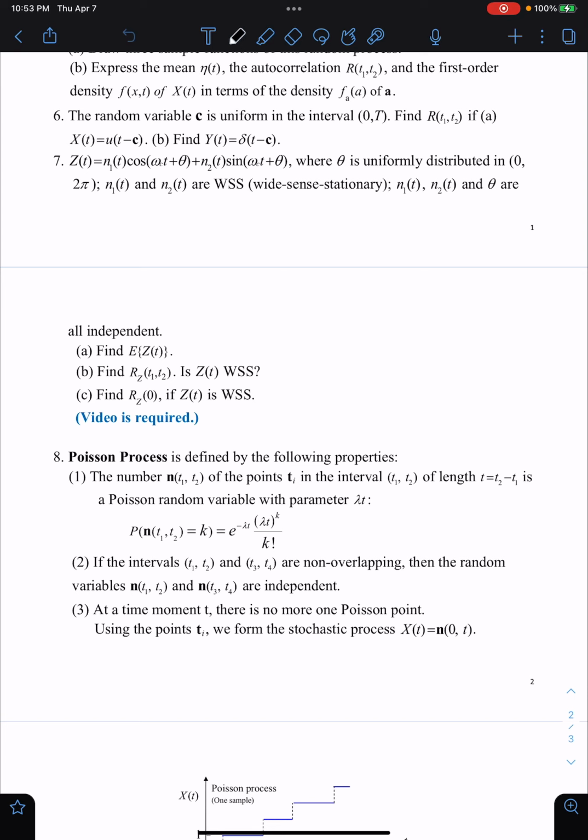Question 7 asks us to find the expectation E[Z(t)], find the autocorrelation of Z at times t1 and t2, and the third question is to find the autocorrelation R_Z when t1 equals t2. So first, let's focus on question A, the expectation of Z(t).